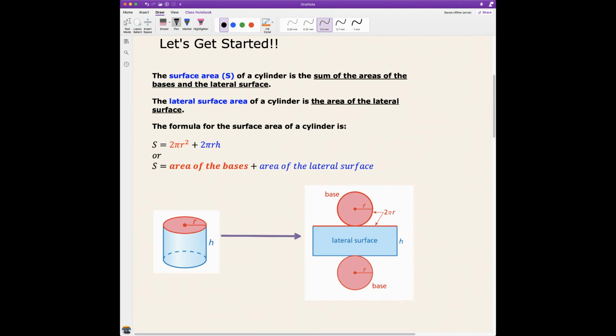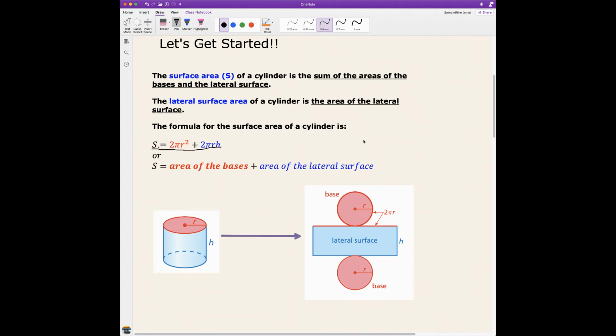So the surface area of a cylinder is the sum of the areas of the bases and the lateral surface. That sounds very similar to what we've been saying about the formulas for prisms and for pyramids. There's just a little subtle difference. When we're talking about the lateral surface area of a cylinder, all we're talking about is the area of the lateral surface. So we don't care about the bases when we want to find the lateral surface area of a cylinder.